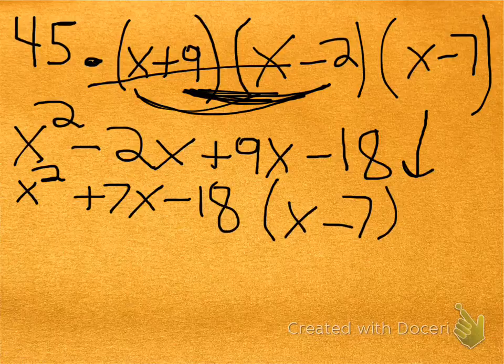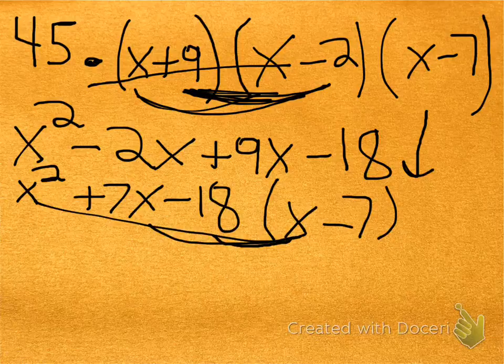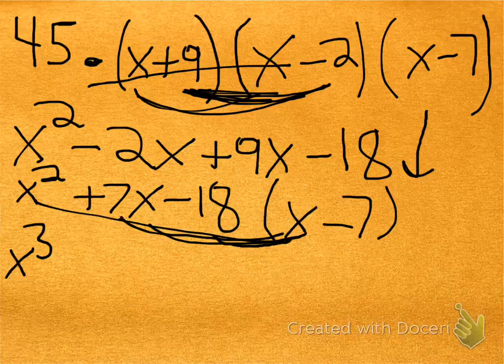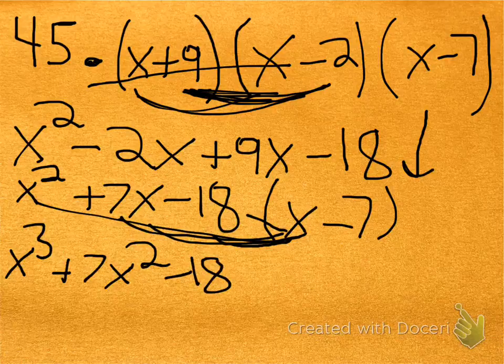And what we're going to do is we're going to distribute the x and the negative 7 separately throughout all of these terms. So x times x squared would give you x cubed. X times positive 7x would get you 7x squared. And then x times negative 18 gets you negative 18x.